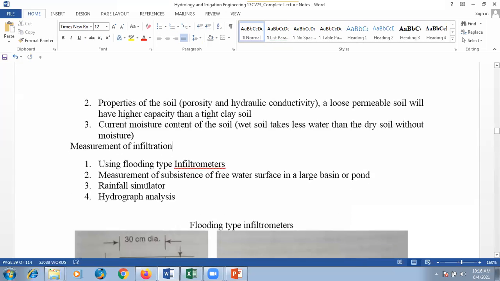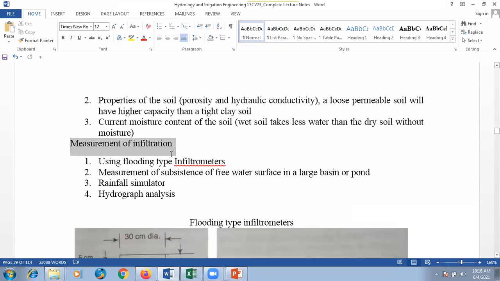Then how are we going to measure this infiltration? We use infiltrometers. For evaporation, we use pans, the class A pan. For evapotranspiration, we use a lysimeter. And here we use a flooding type infiltrometer, another type of instrument which we make use of to measure infiltration.